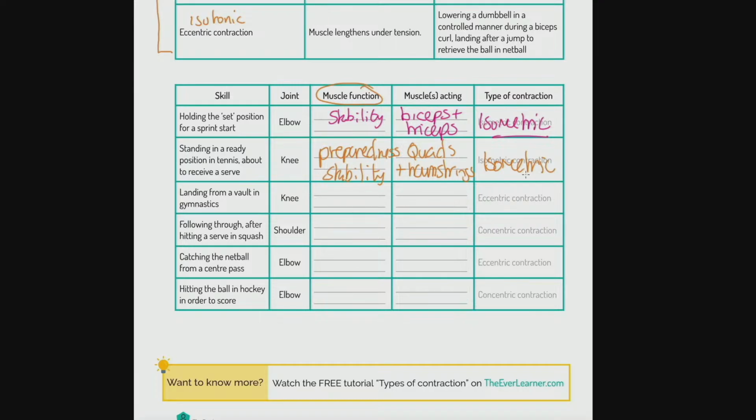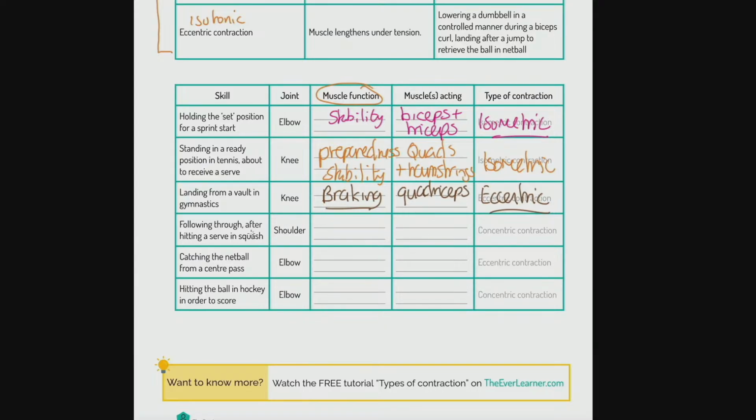Now, this is where I think it gets a bit more interesting. Let's have a look at landing from a vault in gymnastics and the action at the knee. So what function is happening here? We are getting a braking action, like a car, not like something snapping. Which muscle group is doing this? At the knee, remember, we are talking about the quadricep group. Again, mention your rectus femoris and your three vastus muscles. And notice that this is an eccentric contraction. Why? Because the muscle is lengthening as we land and perform that braking.